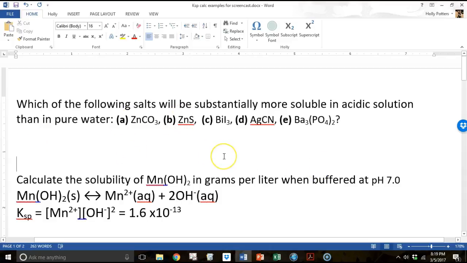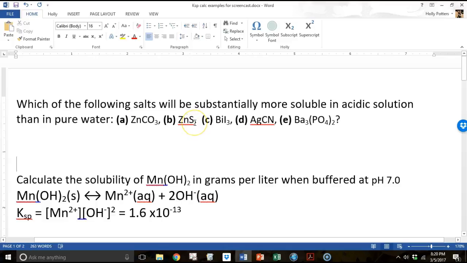So which of the following salts will be substantially more soluble in acidic solution than in pure water? That means we're adding additional H+. So the criterion is, if it's acidic, we're looking for an anion that can be traced back to a weak acid, right? So it's the conjugate of a weak acid. Carbonate we associate with carbonic acid. That is going to be a weak conjugate base. So we would expect this to have an increased solubility at a lower pH.